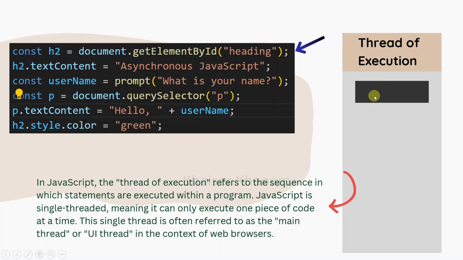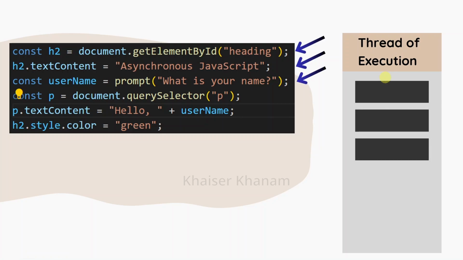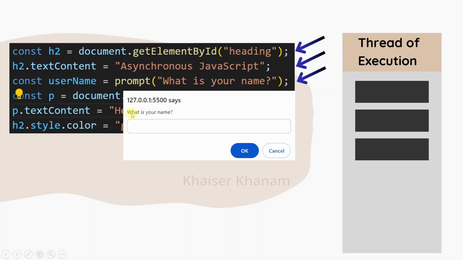So first line is executed inside this execution thread. Now second line is reached. This code will be executed inside this thread of execution. Then third line is reached, and inside this code will be executed. But here I am having prompt. So as soon as I reach this line, I will be having this prompt which is asking what is your name. So unless and until I enter the name, I click on OK, I will not be able to move to the next lines. I can also cancel this, but unless and until I perform these actions, I will not be able to move to the next line.